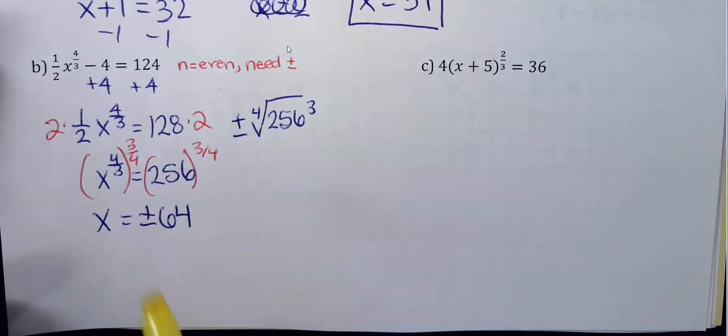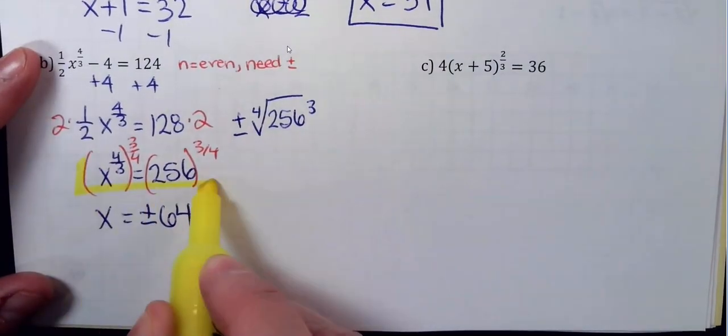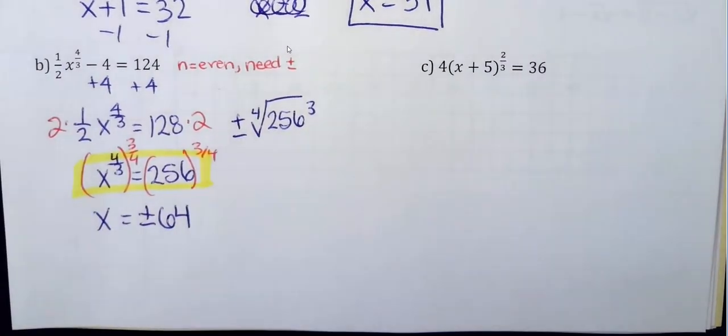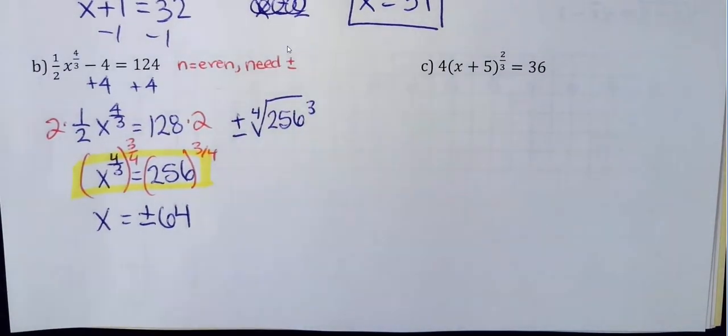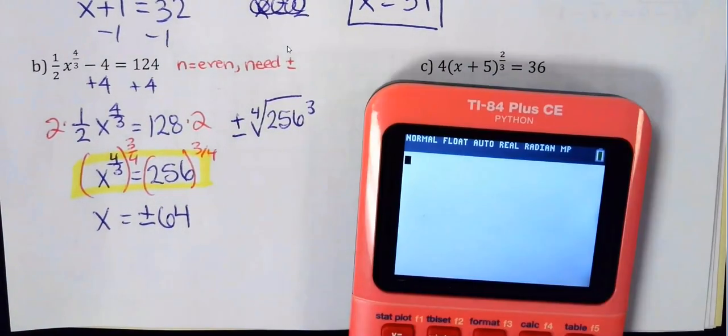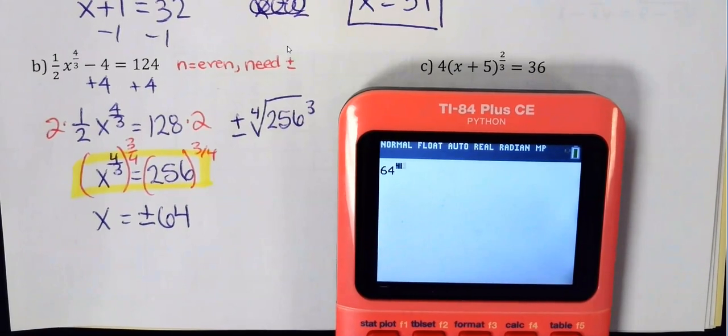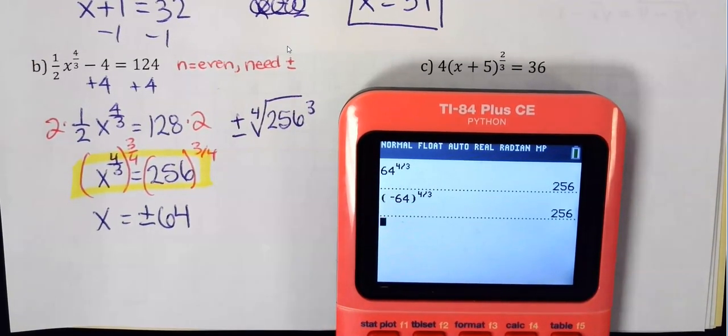If you want to check, I'm just going to back up one step. I would check it right there, right before I took both sides to the 3/4 power. So if I do 64 to the 4/3, you'll see that's 256. But also, if I do negative 64 to the 4/3, that also is 256. So this one has 2 answers.